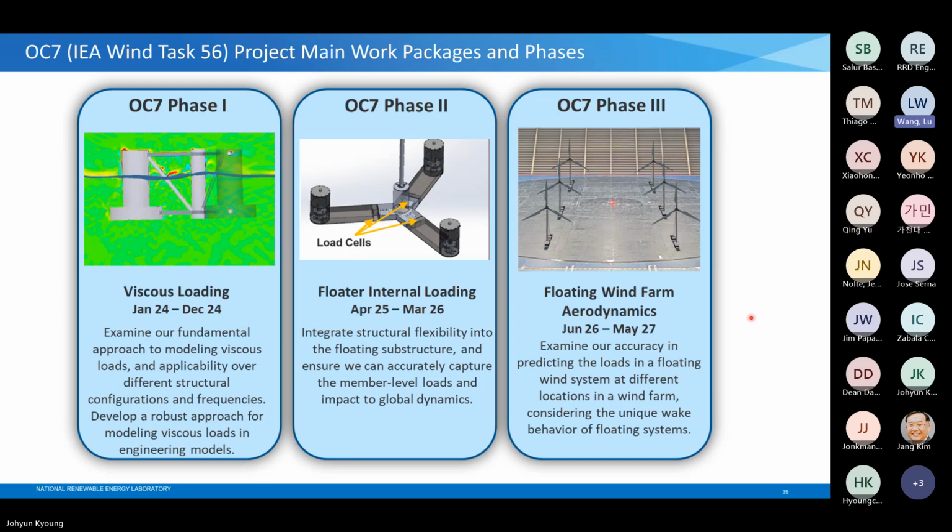The final phase is not as relevant. It is on aerodynamic modeling of floating wind farms. So most of the alignment is between the first two phases of OC7 and the proposed JIP. Next slide.